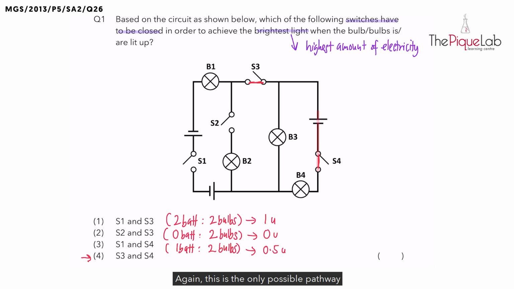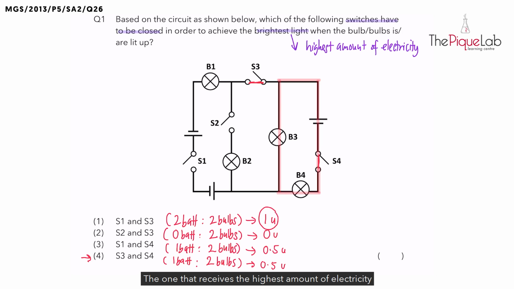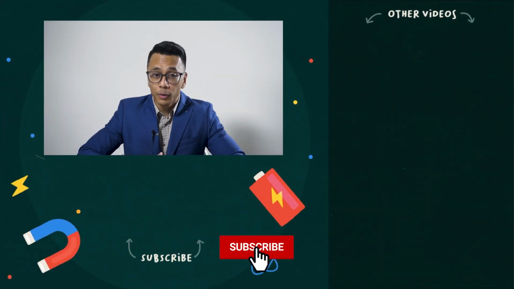Again, this is the only possible pathway for electricity to flow through, giving us a similar combination as option 3, where 1 battery produces 1 unit of electricity to be shared by bulbs B3 and B4, and each will receive half a unit each. Let's compare the amounts of electricity that the bulbs get for each option. Which bulb will shine the brightest? The one that receives the highest amount of electricity will shine the brightest, giving us the answer as option number 1.